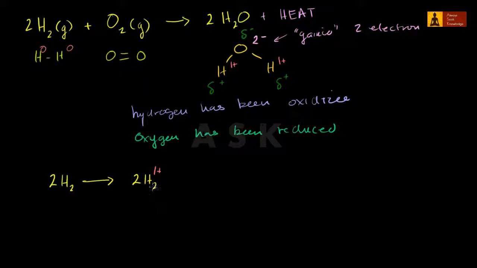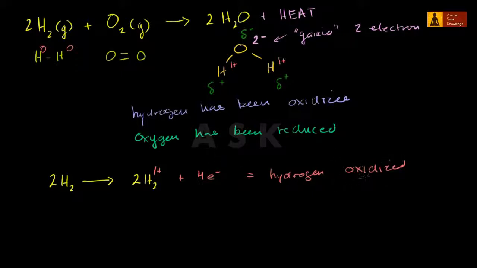So there are 4 hydrogens here. Each of the 4 hydrogens lost an electron. So I could write this: plus 4 electrons. That's the half reaction for hydrogen. It lost 4 electrons. So this is another way of saying that hydrogen is oxidized because it lost electrons.